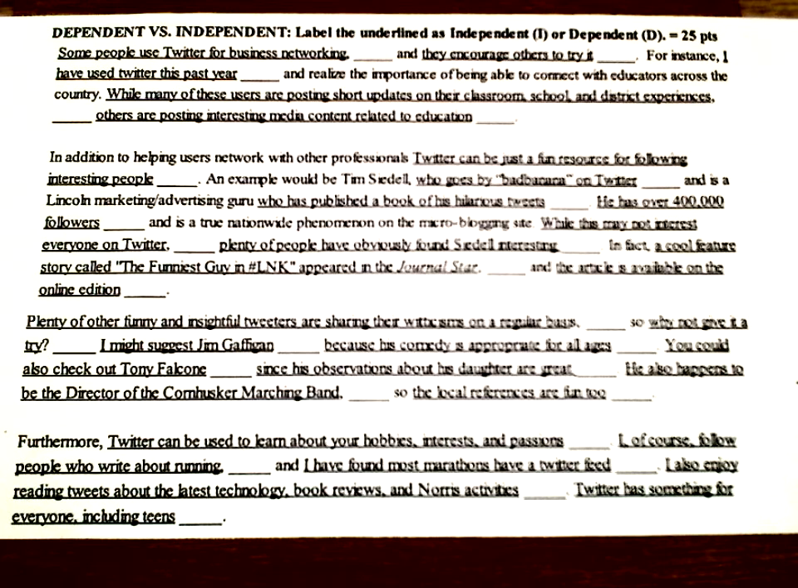So for each of the underlined parts of the sentence, just simply ask yourself, could it stand alone as a single thought or a single sentence? If the answer is yes, then you would mark it as I for independent. If the answer is no, then you would mark it as dependent. So let's get going. The first one says, some people use Twitter for business networking.